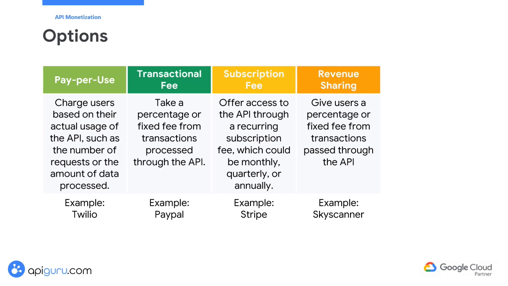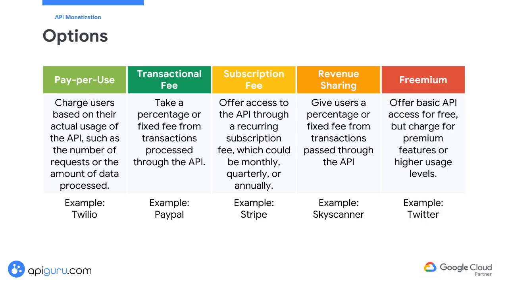With this approach, API providers share a percentage of the revenue or a fixed fee from transactions facilitated through the API. For example, Skyscanner's API allows developers to access flight, hotel, and car rental data. They monetize through affiliate commissions and subscription plans, sharing revenue based on bookings made through their API.